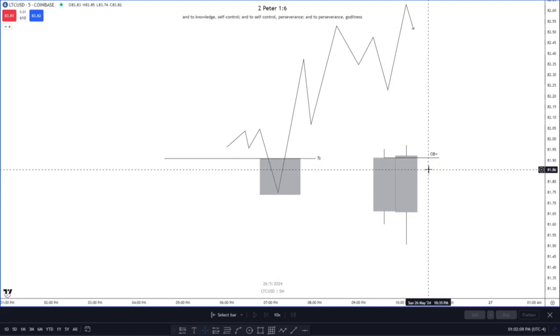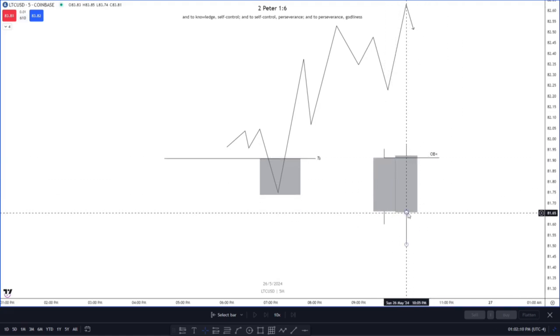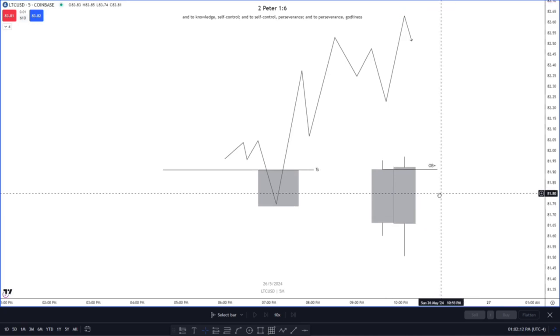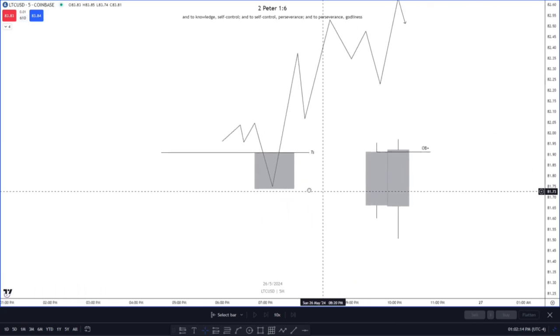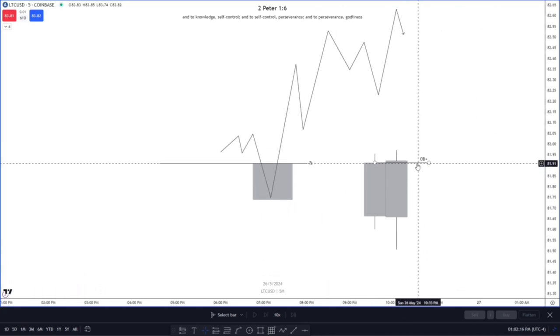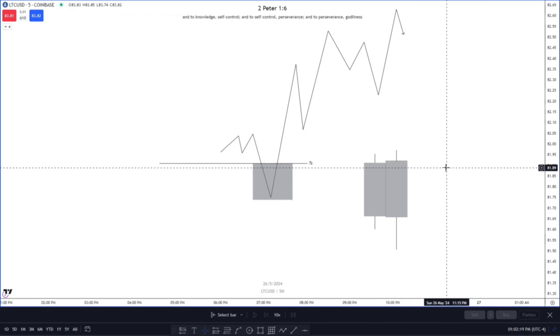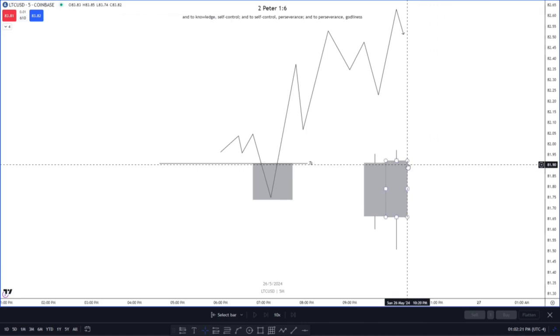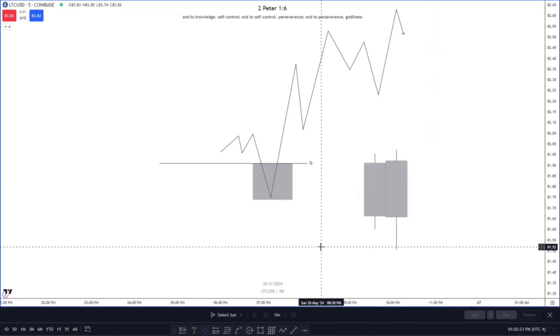So this, and this are three entry models. The rejection block will be another model for another video because you have to know when it's going to get traded to, when it's not going to get traded to, because out of everything, I've seen that traded to the least. But your change of state of delivery will always guarantee you an entry.